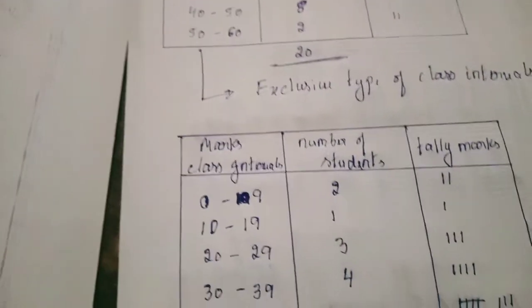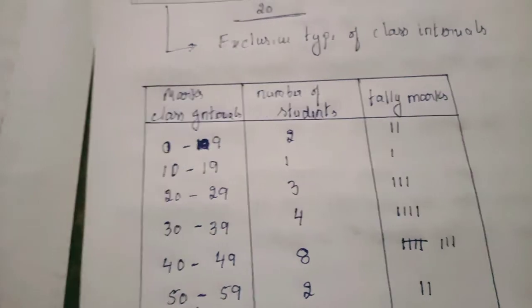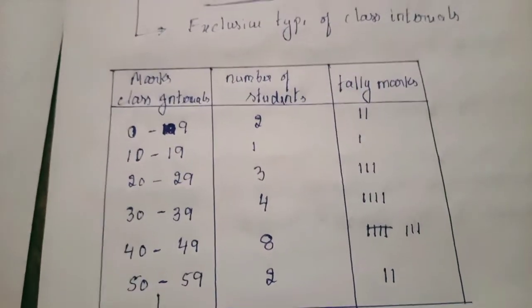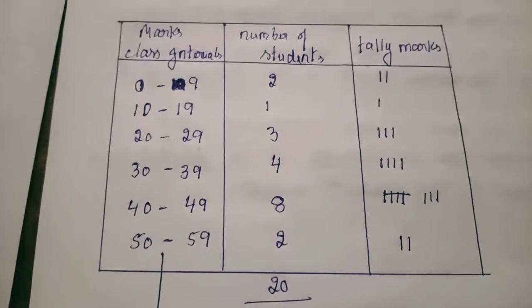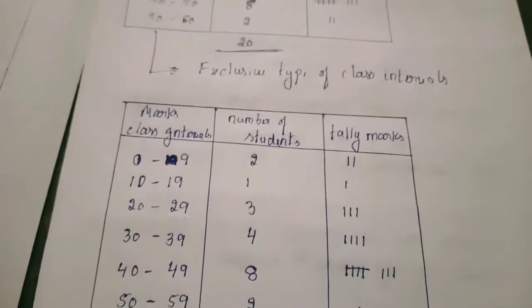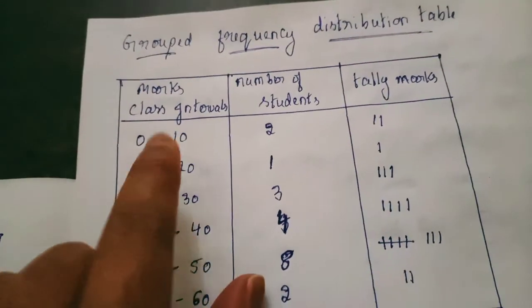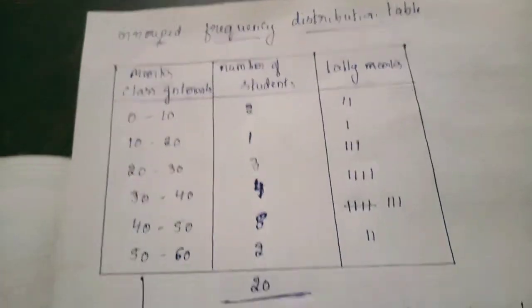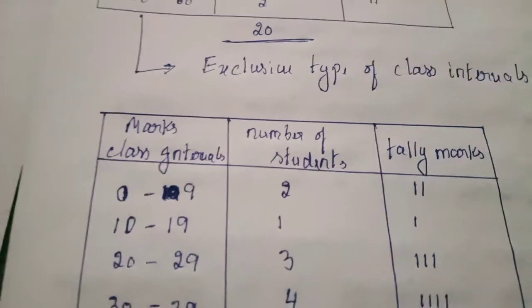Next comes another table, made from the same data only. It is a grouped frequency distribution table where the class intervals are inclusive type. So what difference can you observe? Here you can see 10, 10, 20, 20 repeated, but here there is no repetition.